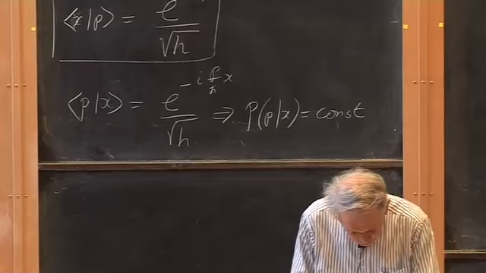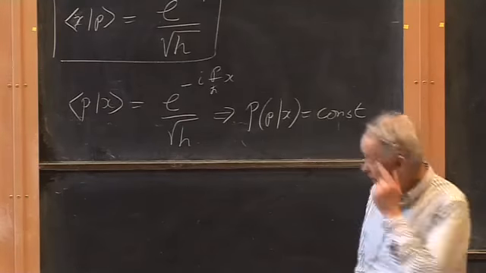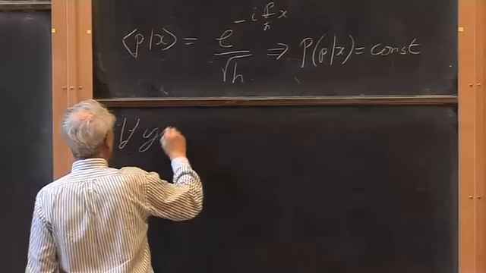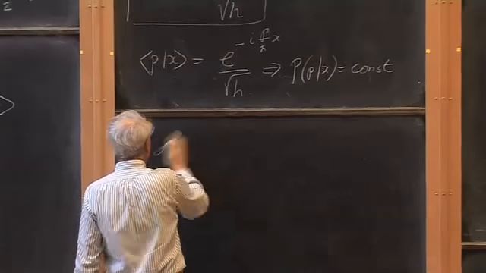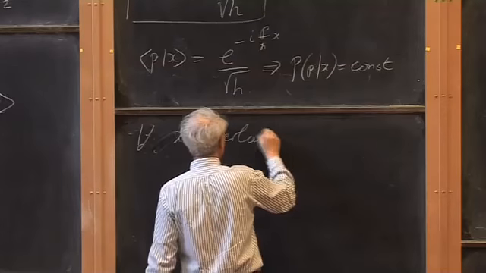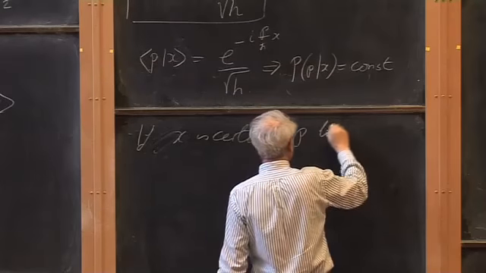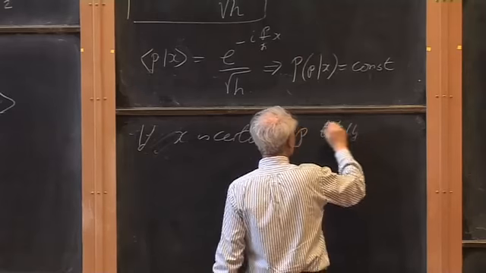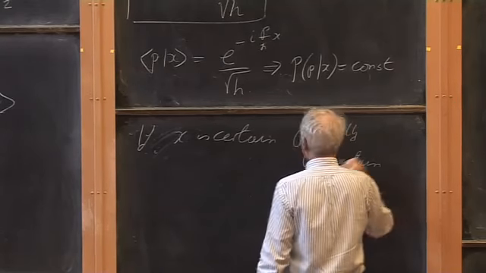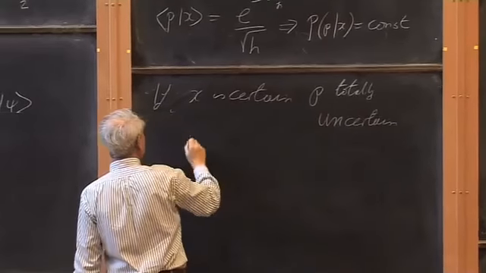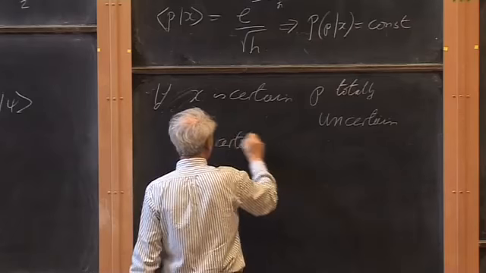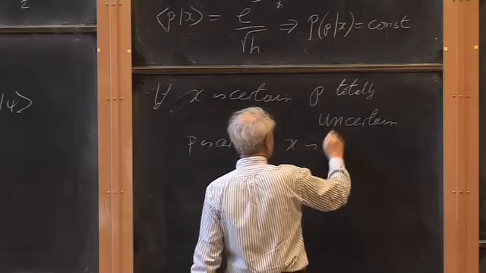Right. So there we are. What we've discovered so far is: if x is certain, p is totally uncertain. And conversely, if p is certain, x is totally uncertain.